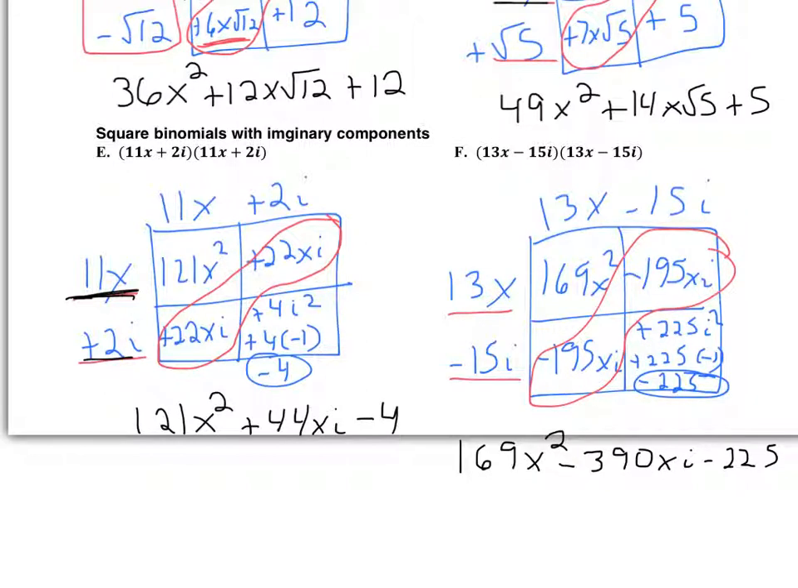So we know that the last term is always positive unless we have i, because it becomes i squared, which is negative 1. We know the middle term is our two terms in our original multiplied together and doubled, and then our first and last terms are the first term squared and the last term squared.